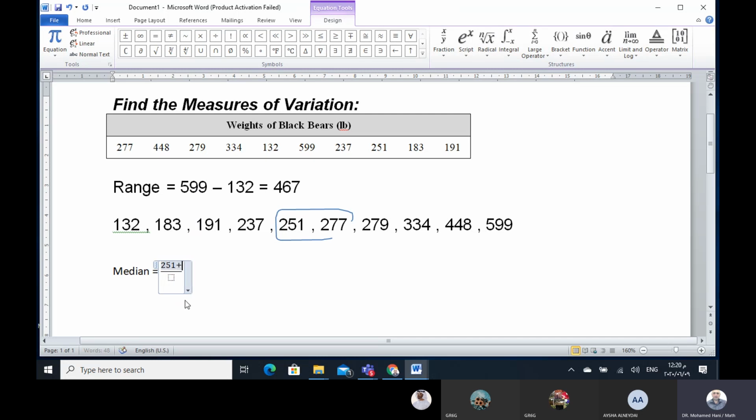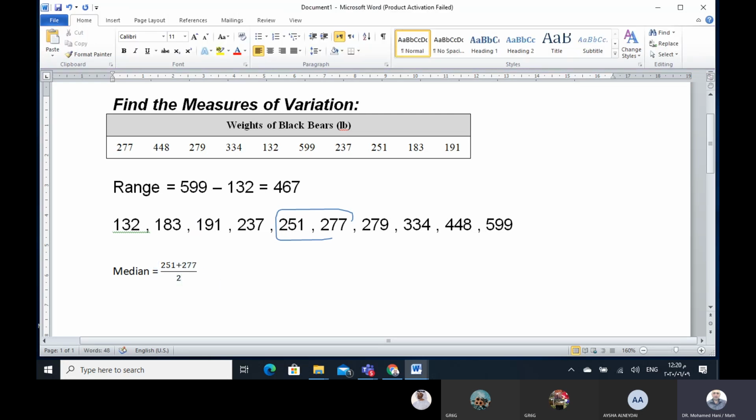251 plus 277 divided by 2. Find the answer here. 251 plus 277 will be 528. 528 divided by 2 will be 264. 264. So this is the median.